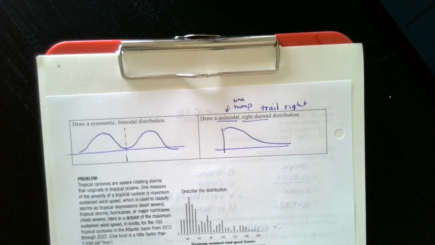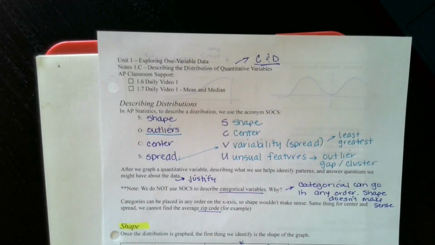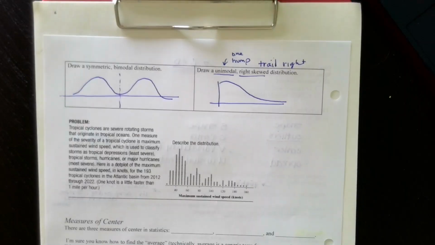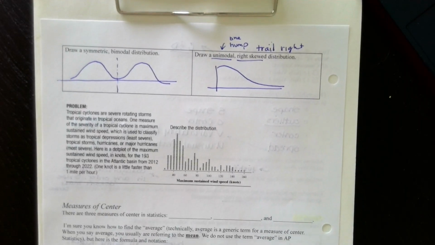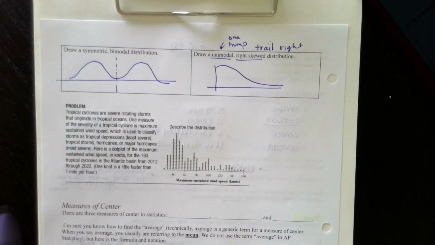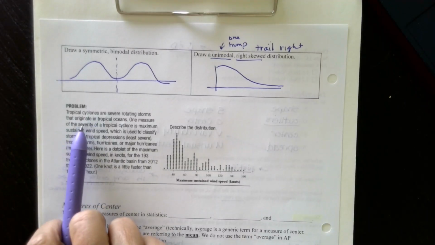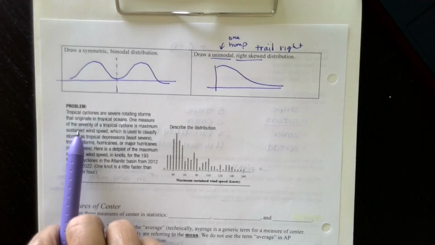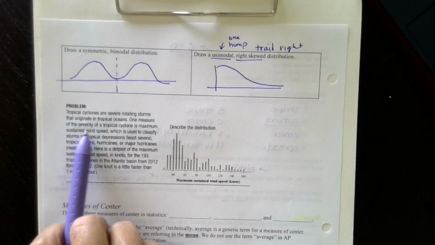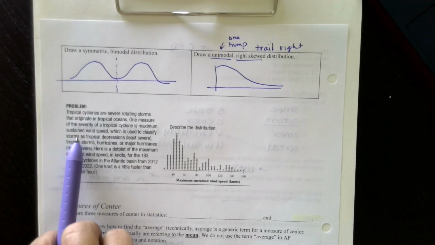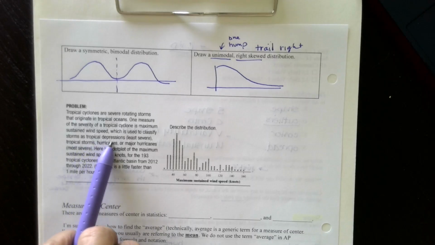Okay? All right, so based on what we just did with all of these different things up here, so shape, center, variability, unusual features. I've got a problem here, and we're just going to work through talking about what all of these different features are. So it says tropical cyclones are severe rotating storms that originate in tropical oceans. One measure of severity of the tropical cyclone is maximum sustained wind speed, which is used to classify the storms as tropical depressions or tropical storms, hurricanes, or major hurricanes.